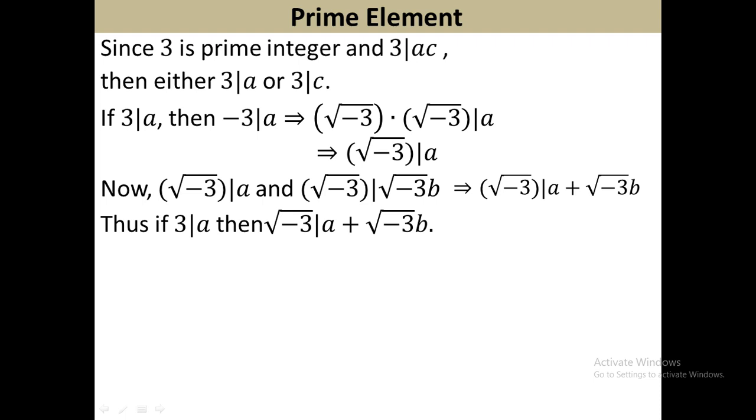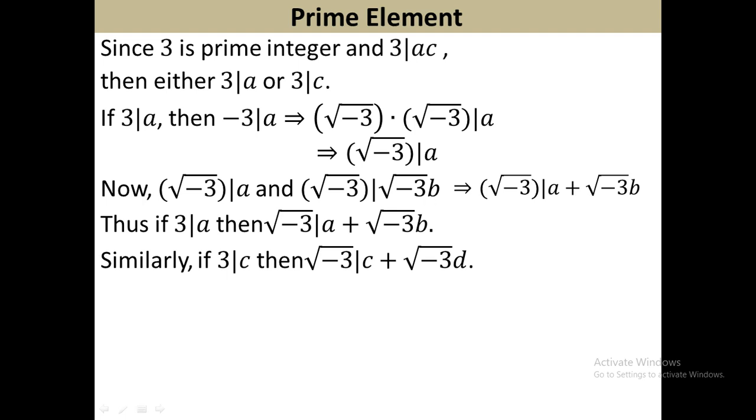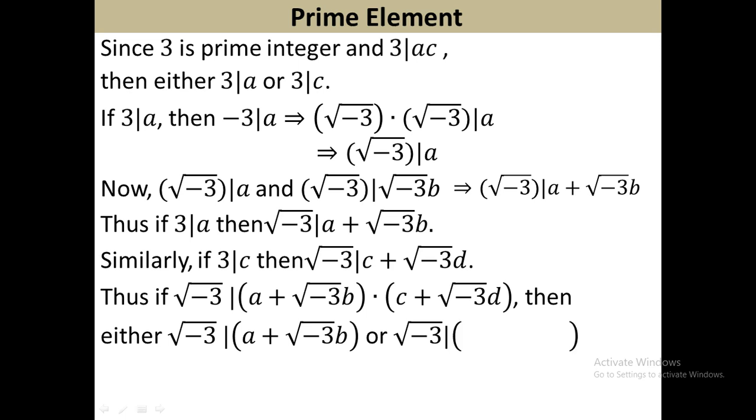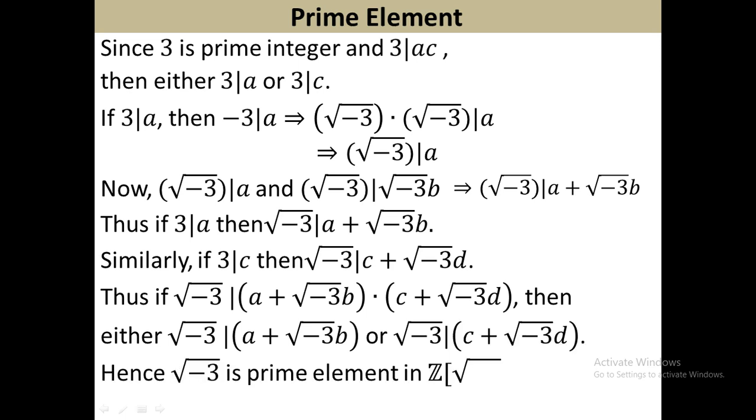Similarly, we can show that if 3 divides B, then square root of minus 3 divides C plus square root of minus 3 D. So if square root of minus 3 divides A plus square root of minus 3 B and C plus square root of minus 3 D, then either square root of minus 3 divides A plus square root of minus 3 B, or square root of minus 3 divides C plus square root of minus 3 D. This is the second condition of a prime element. Hence, square root of minus 3 is a prime element in Z of square root of minus 3.